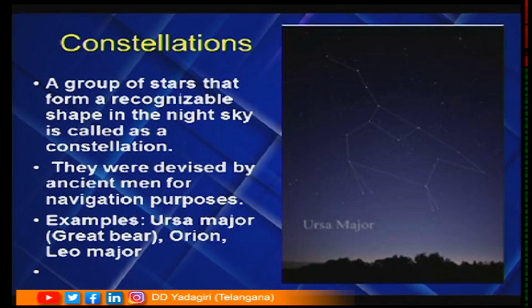Now, let us go to the constellations. Constellation means a group of stars that form a recognizable shape in the night sky. Mainly navigators, children, used to draw imaginary lines by connecting these stars, and they made so many beautiful images. Now, here as you can see, they made a shape of a lion, a shape of Orion, like that, and they have given names for each constellation like Ursa Major, Ursa Minor, Orion, Leo.